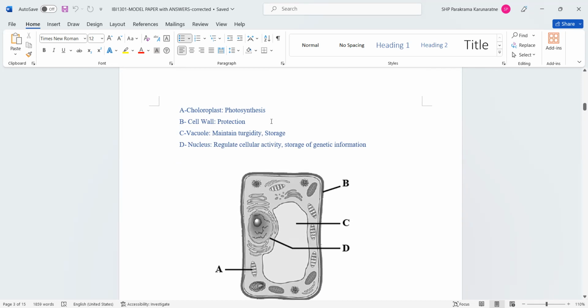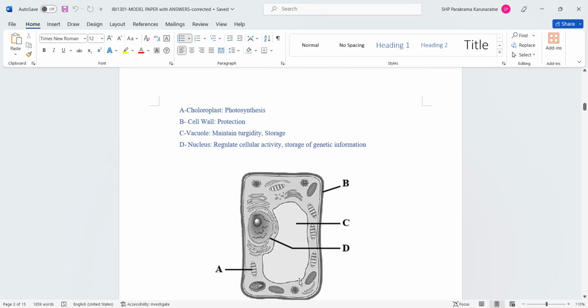So the chloroplast, the function is photosynthesis. The cell wall is protection, and maintains the shape of the cell. C is the vacuole. I said vacuoles may act as storage and also maintain turgidity. Turgidity means that once it is filled with liquid, it can give strength, right? That is why they maintain turgidity, and the storage function is also there. And D is the nucleus.